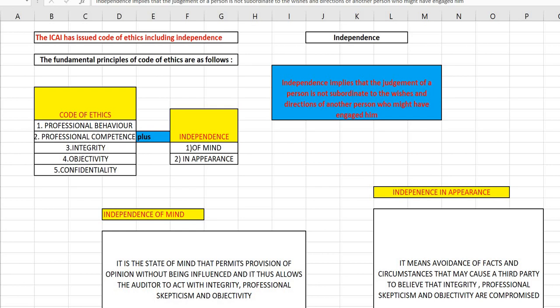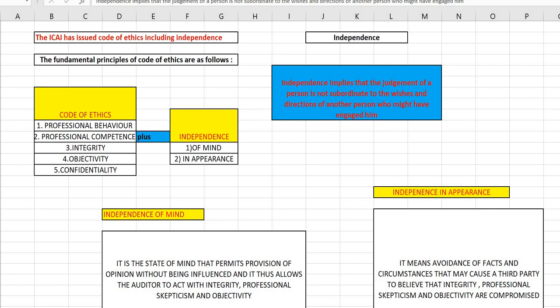So, what are the requirements? We read them one by one. There were ethical requirements, and in ethical requirements we had the code of ethics and independence. In today's lecture we will understand both in detail. We had already discussed the code of ethics in detail in the previous video, but we hadn't discussed who issues them. So let's discuss that now.